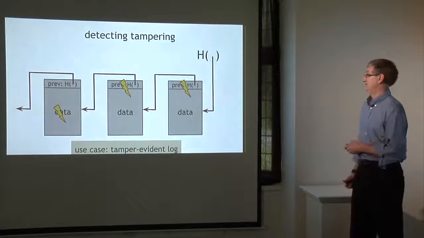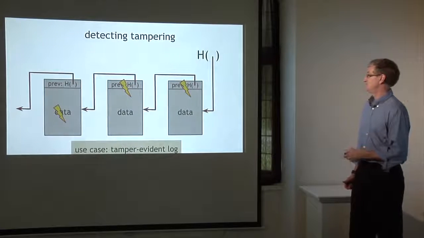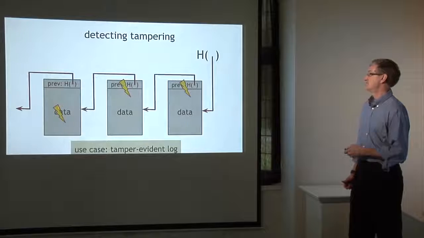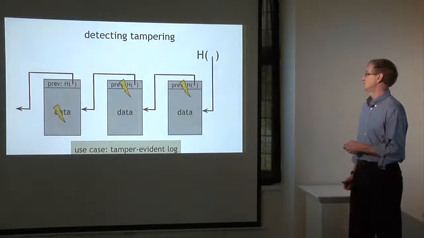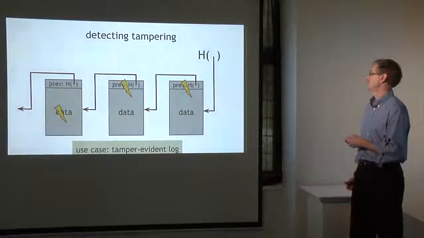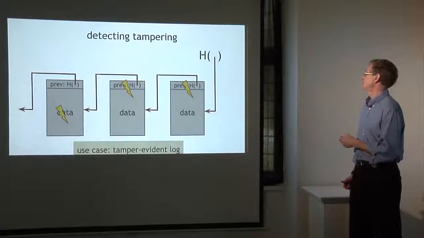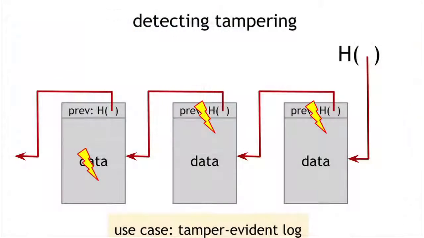And so the upshot of this is that if the adversary wants to tamper with data anywhere in this entire chain, in order to keep the story consistent, he's going to have to tamper with hash pointers all the way back to the beginning, and he's ultimately going to run into a roadblock because he won't be able to tamper with the head of the list. So what this means is that just by remembering this hash pointer, we've essentially remembered a kind of tamper-evident hash of the entire list all the way back to the beginning.